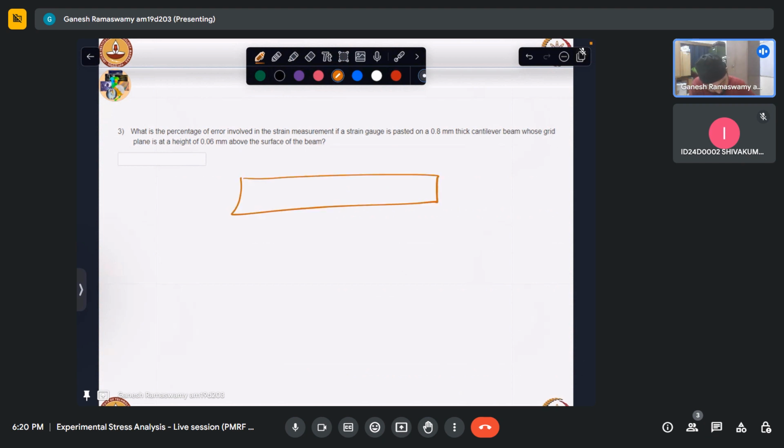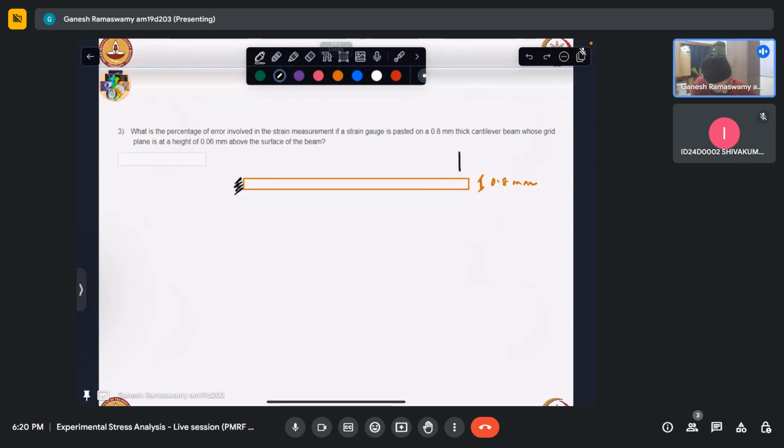But for the sake of our understanding, let me draw it like that. Let this be 0.8 mm. And it is said that it is a cantilever beam. So let me fix it like that. Let this be subjected to some load, which has not been given actually. So let me just take some load for the time being. Since we are talking about beam, I take it that the predominant response would be bending. So I will confine myself to that alone.